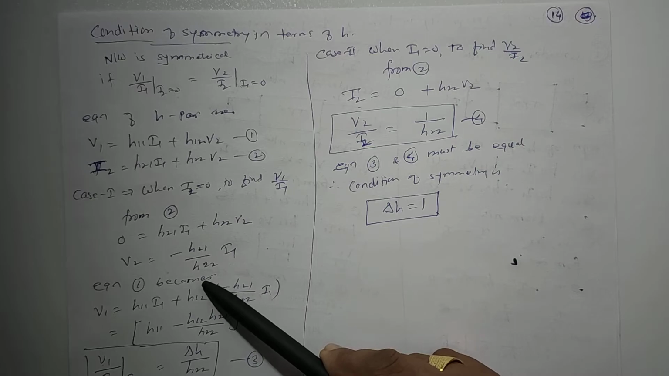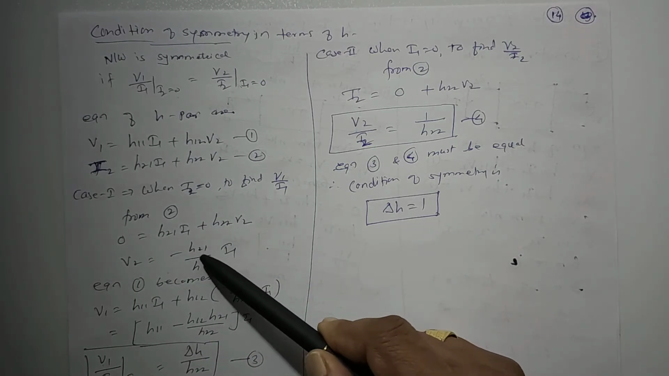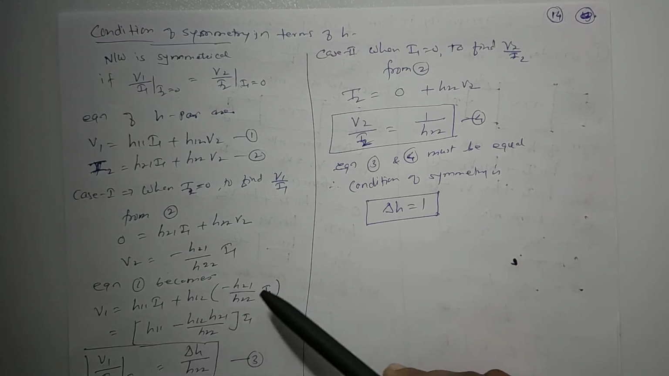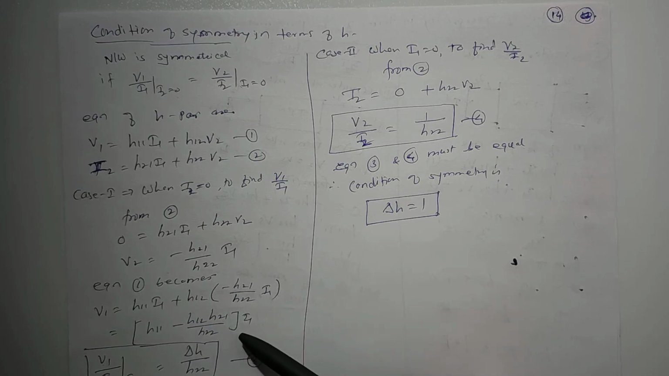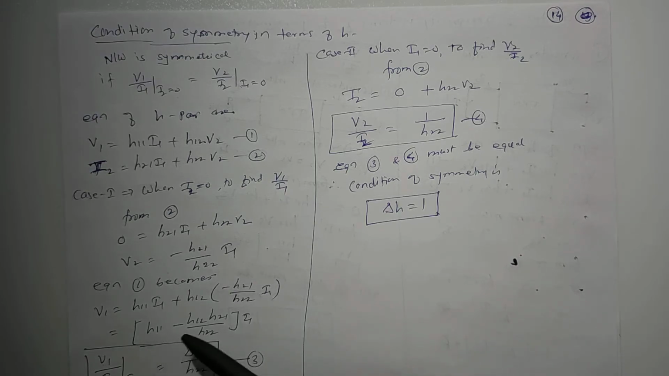So equation 1 becomes V1 is equal to H11 I1 plus H12 V2, where V2 is replaced by this one. Now I1 is taken out common from this equation, and it will be like this: H11 plus minus H12 H21 upon H22. If we do the cross multiplication, the numerator term will be del H, that is the determinant of the H parameter matrix. So del H upon H22. So the V1 upon I1 ratio when I2 is 0 is equal to del H upon H22.